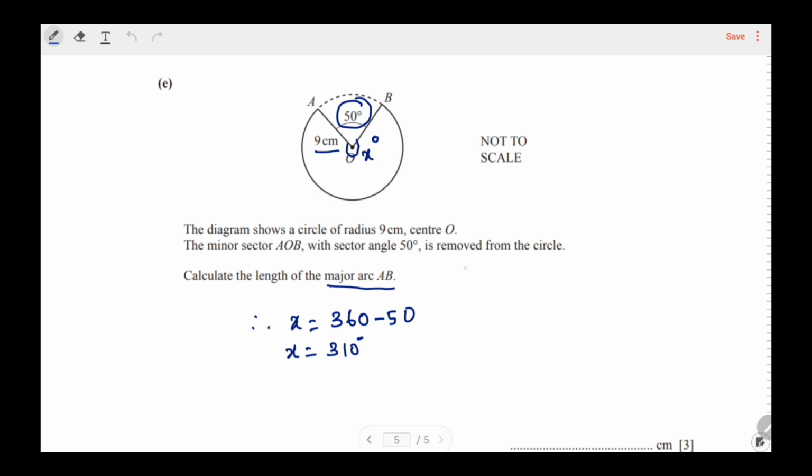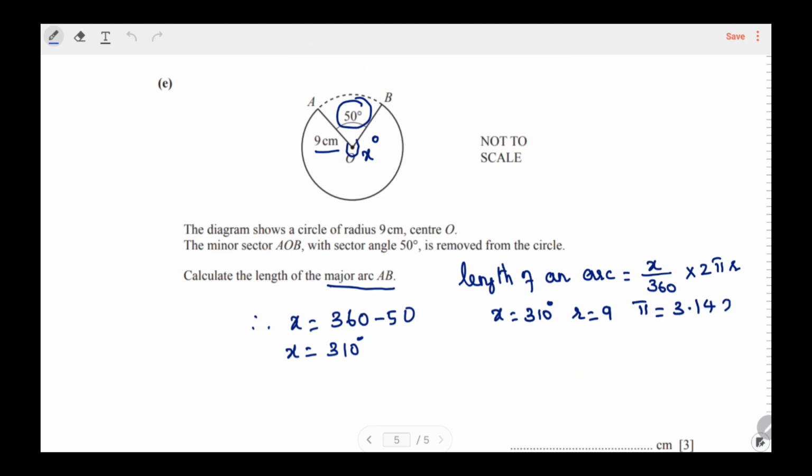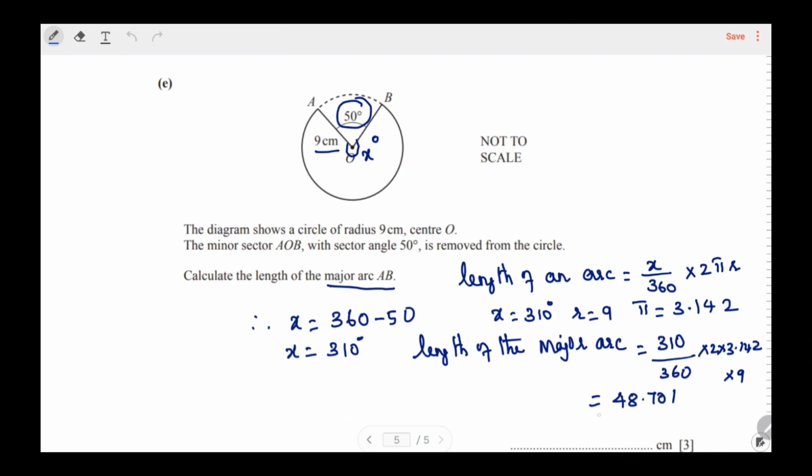As we know, the length of an arc is x by 360 into 2 pi r, and we know x is 310 degrees and r is equal to 9 centimeters, and we take the value of pi as 3.142. Let's substitute these values in this formula. So the length of the major arc is equal to 310 by 360 into 2 into 3.142 into 9, which is nothing but 48.701. Approximately we can write it as 48.7 or 48.70.